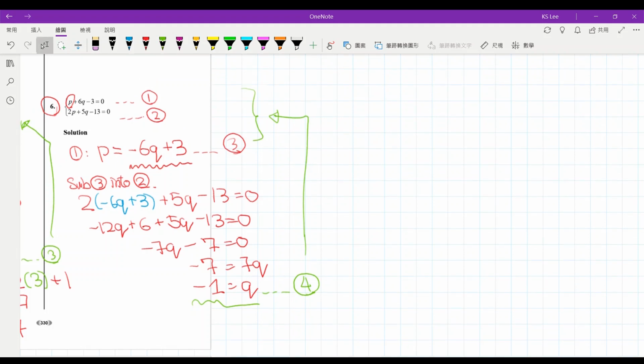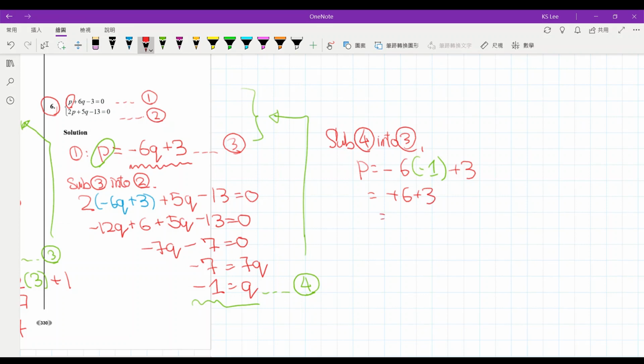So now, which equation are we going to substitute the q into? It's easier for us to substitute the q into equation 3 because in equation 3 we have p to be the subject. So let's work out our step. Therefore, p equals 9, q equals -1.